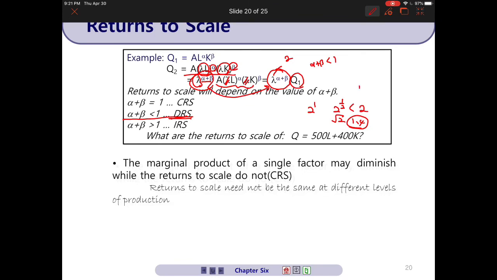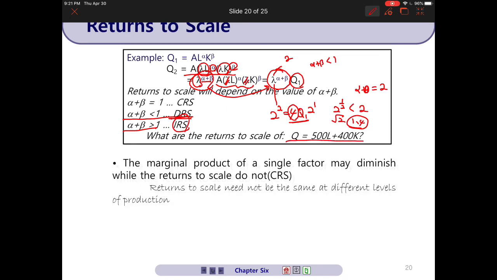What about if the summation of alpha and beta becomes like 2? 2 is greater than 1 here. Then 2 to the 2 becomes 4. So the new output becomes 4 times bigger than the previous one. That's increasing return to scale.